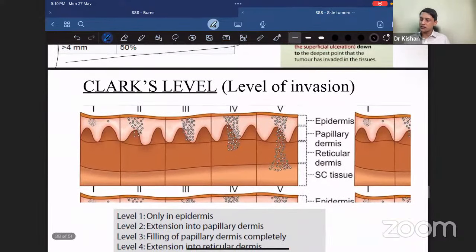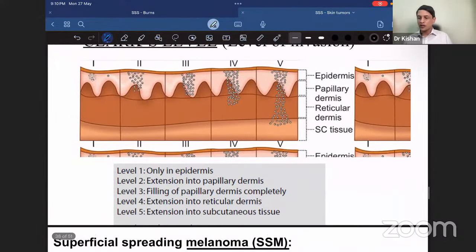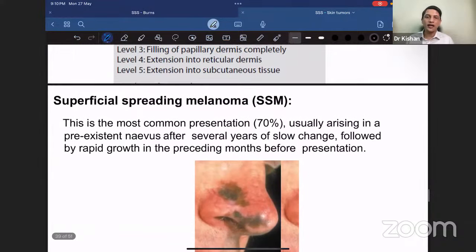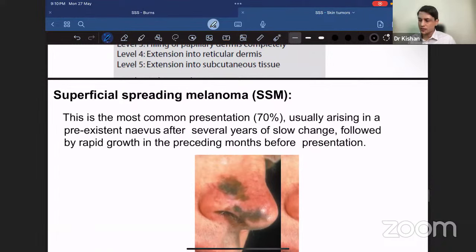Next thing is Clark's. Clark's is similar, it's better actually. If only the epidermis is involved, then it is level 1. If it involves the epidermis and the papillary dermis, it's level 2. Epidermis, papillary dermis, and the reticular dermis, then it's level 3. If it's extending into the subcutaneous tissue also, then it's level 4. This is easy to remember. Remember anyone.